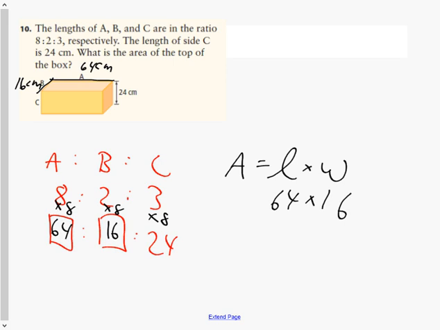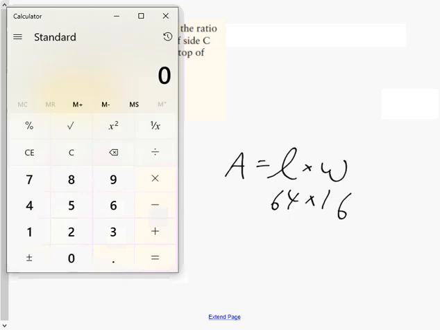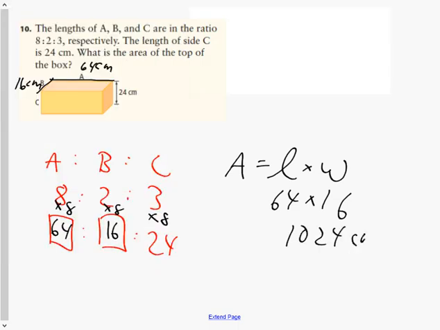Should be easy to do. I think that's 1,024? I knew that. 1,024. So therefore, the area is 1,024 centimeters squared.